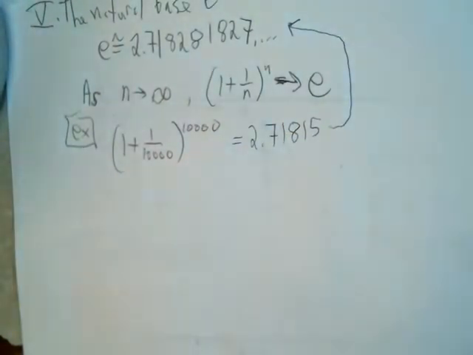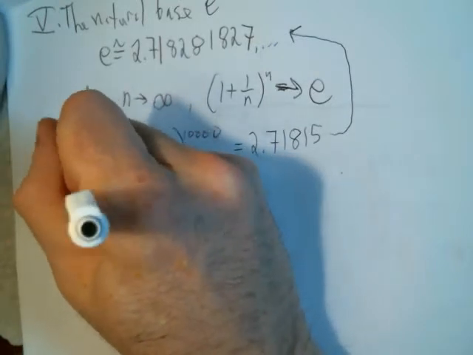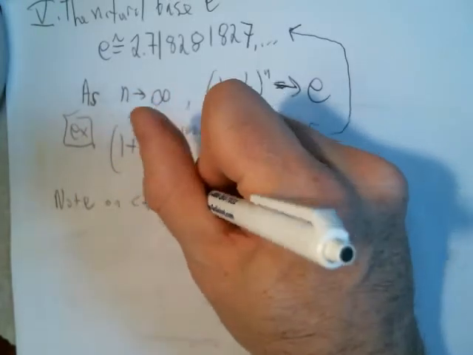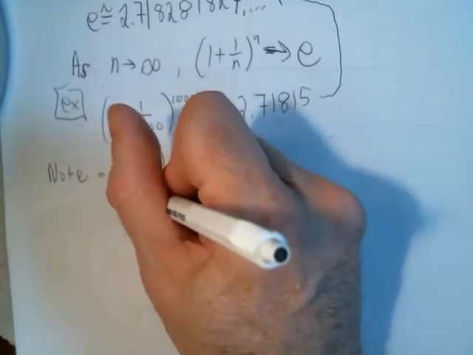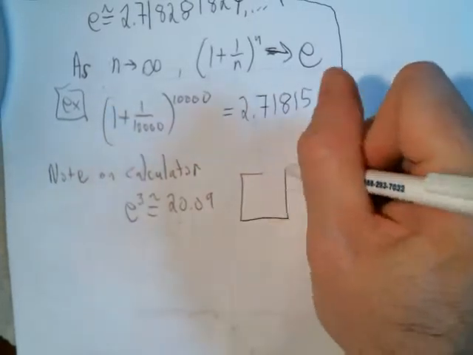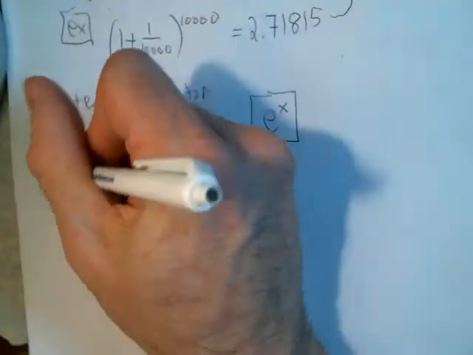Anyways, let's look at checkpoint 6. And one thing you should note, furthermore, on your calculator, you'll have a special button for this guy. So if you want to figure out e cubed, which is approximately 20.09, you should have some sort of button on there that looks like e to the x. You just type 3 and then hit that button. It should give you 20.09.